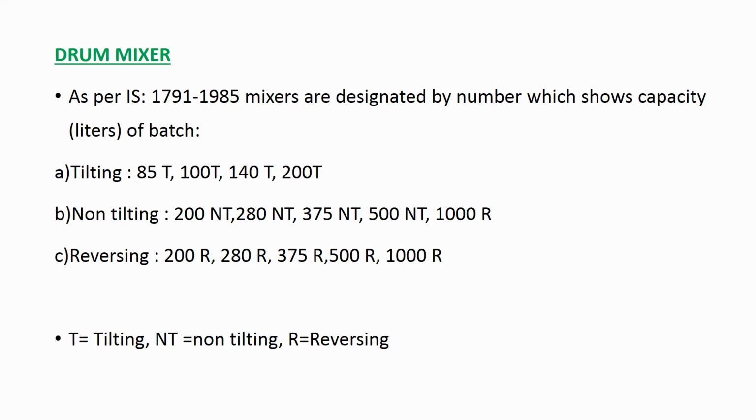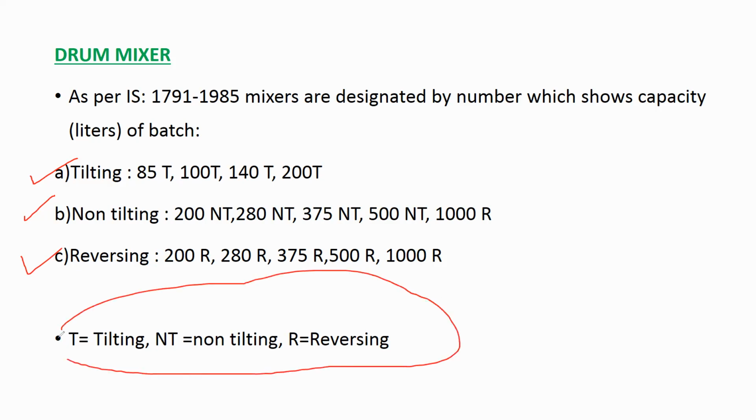Next is the drum type mixer. In the drum type mixer, as I told you, there are three types: tilting, non-tilting, reversing. The name itself indicates it. Here you can see it is written: T means tilting, NT means non-tilting, R means reversing. Here it is 85T. 85T means 85 is the quantity of concrete which will be prepared.